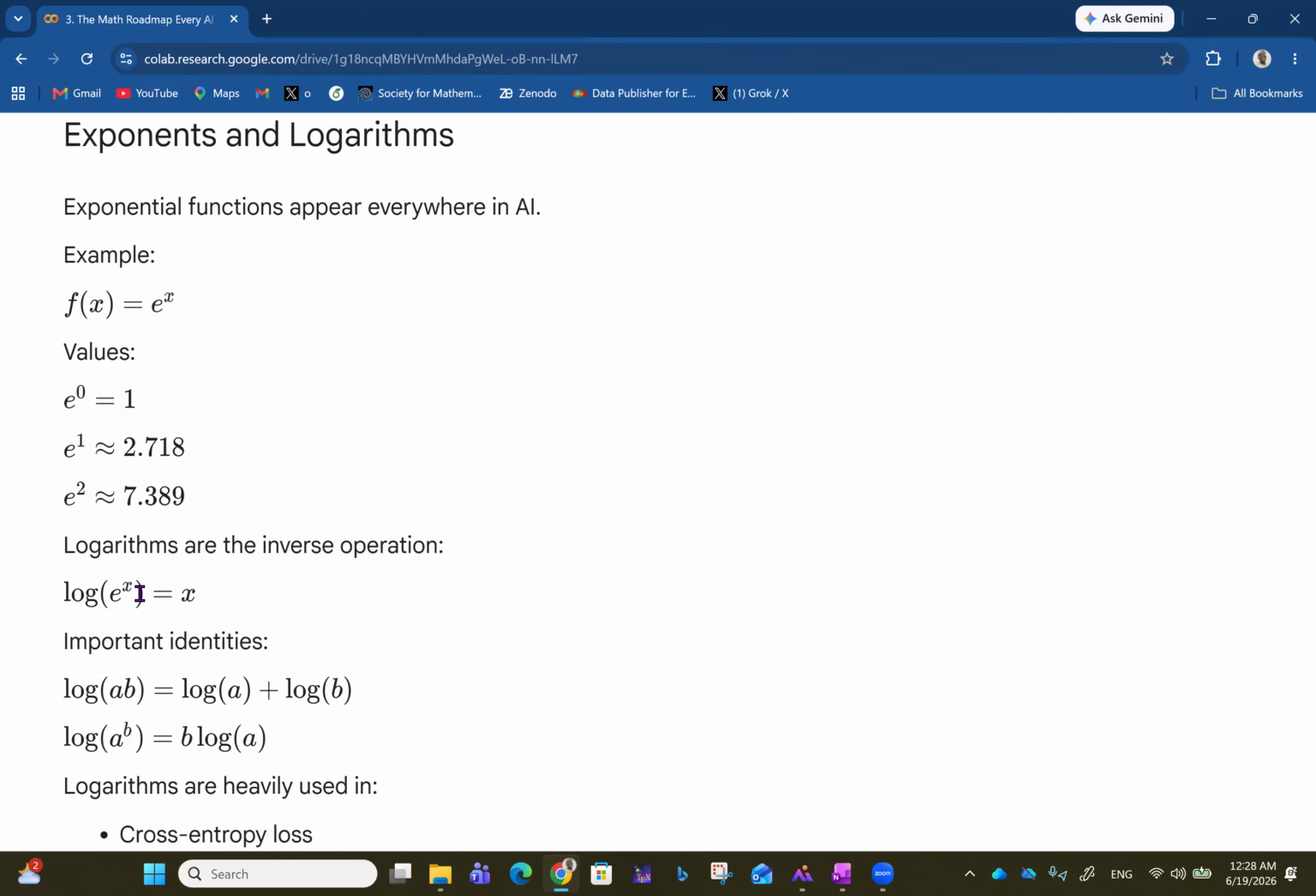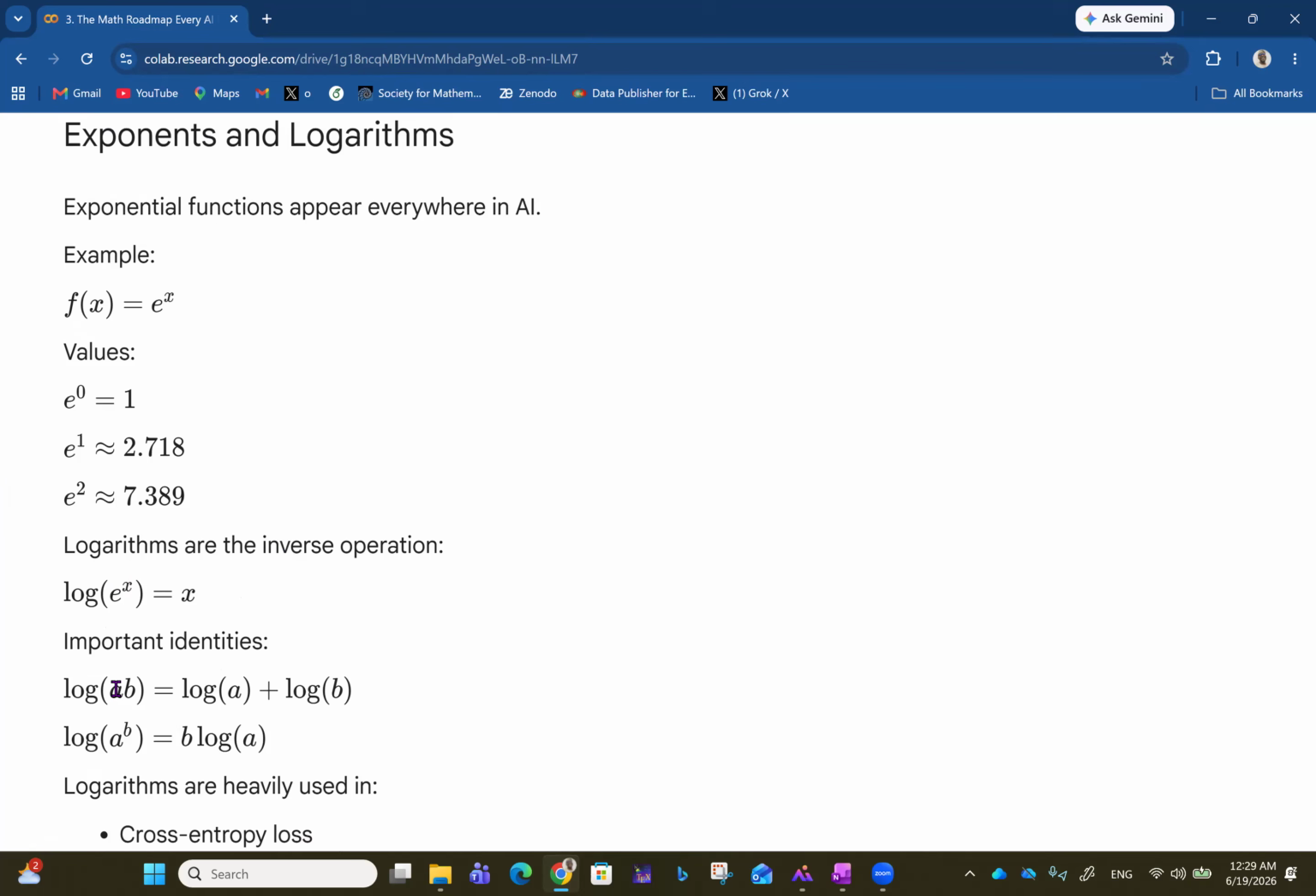So if you have log of e raised to the power x, by the way, log is natural log here. Unless otherwise stated, if it is a different base, it will be indicated. But once you see log, you just take it like that in the arena of artificial intelligence. So the log of e raised to the power x is simply x, because log is the inverse function of the exponent.